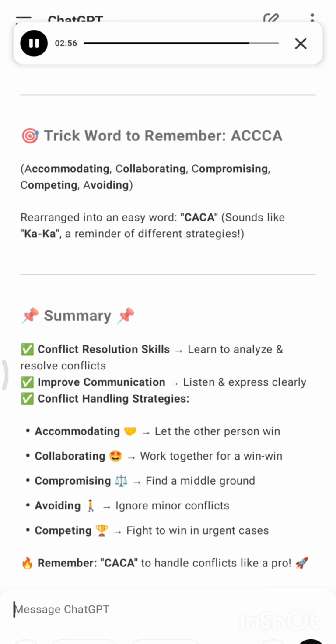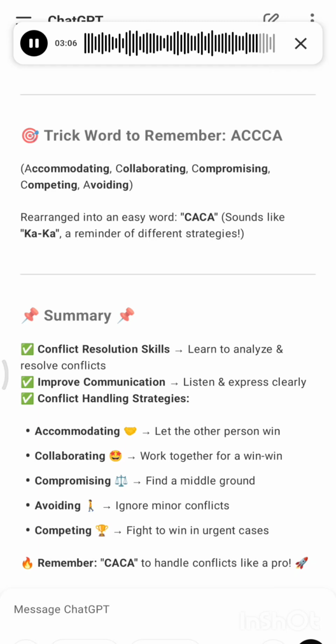Summary. Conflict resolution skills: learn to analyze and resolve conflicts. Improve communication: listen and express clearly. Conflict handling strategies. Accommodating: let the other person win. Collaborating: work together for a win-win. Compromising: find a middle ground. Avoiding: ignore minor conflicts. Competing: fight to win in urgent cases. Remember the trick word to handle conflicts like a pro.